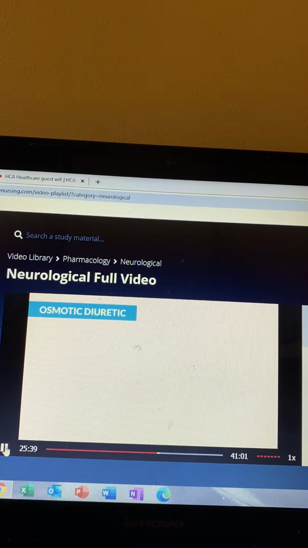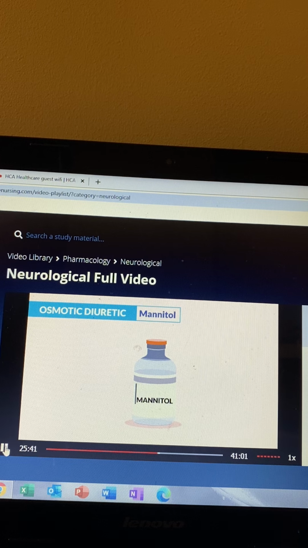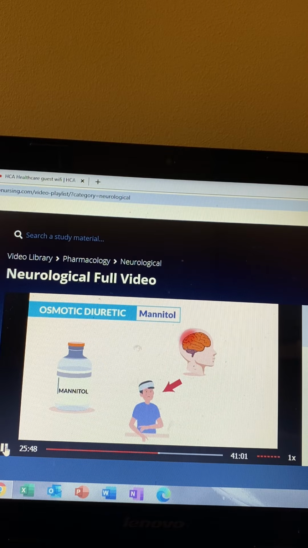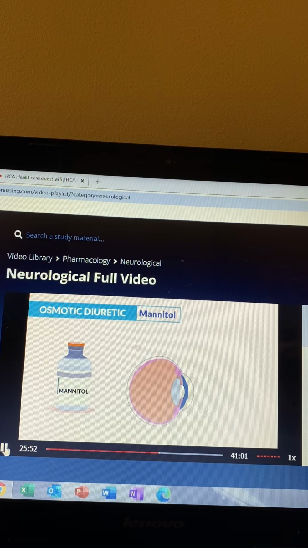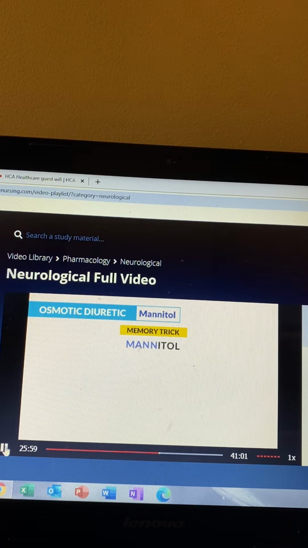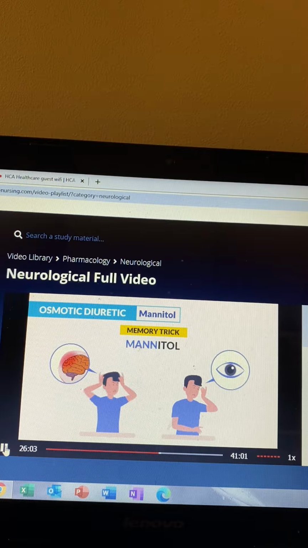Now for osmotic diuretics, we have mannitol, given to decrease cerebral edema with ICP, that intracranial pressure, like with patients with head injuries and swelling in the brain with meningitis. And it's even given for increased ocular pressure for glaucoma emergencies. So the memory trick we use is mannitol. Think, man, it hurts. Or, man, ICP hurts in the head. Or basically, man, my eyes hurt for mannitol.